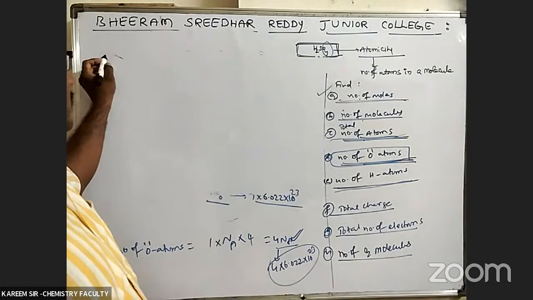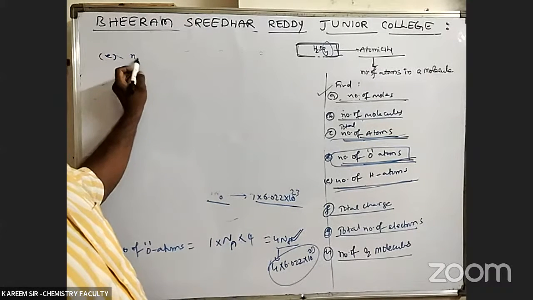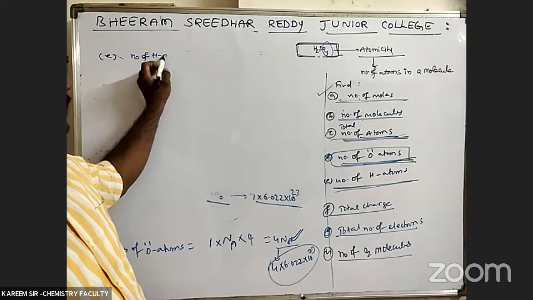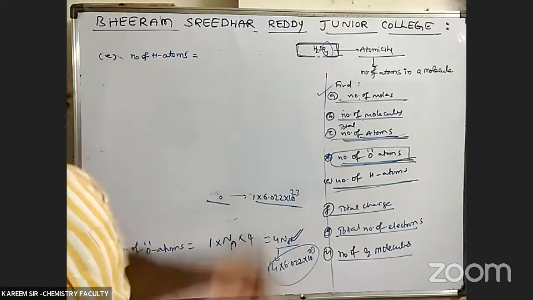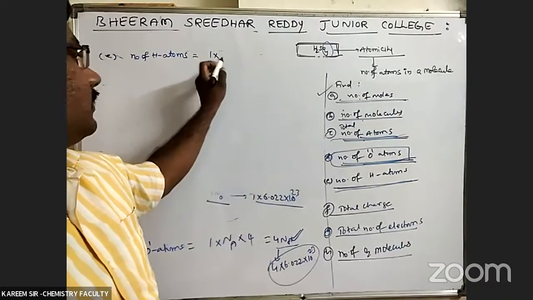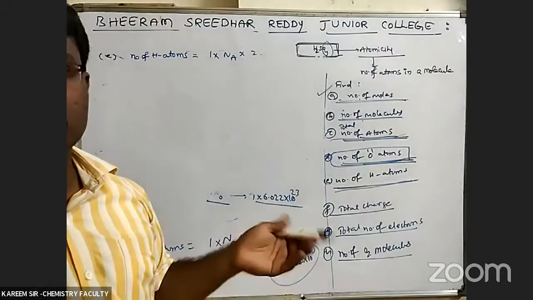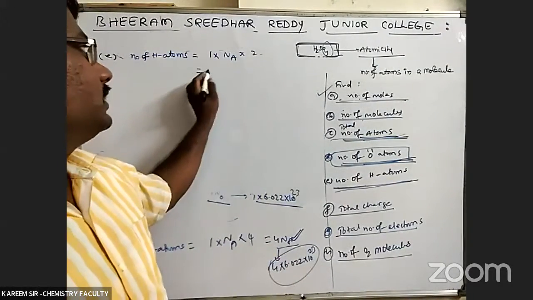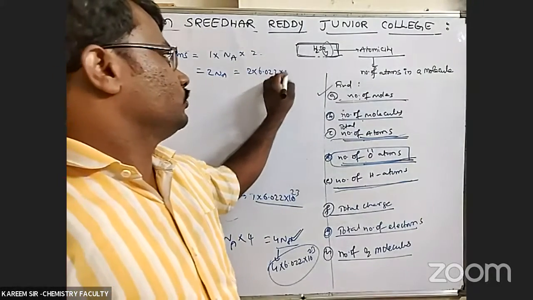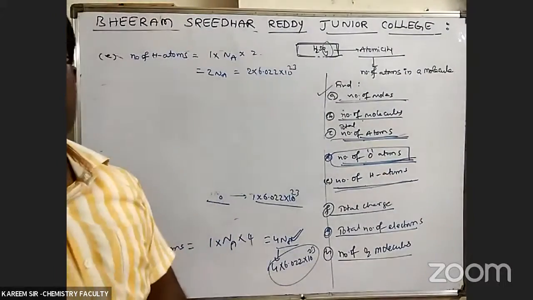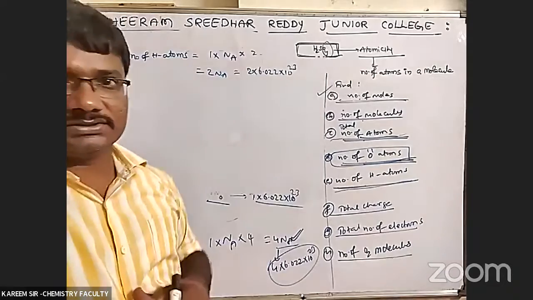The next, E. Number of oxygen atoms is completed. Number of hydrogen atoms. For hydrogen atoms, the number of moles we got is 1, and Avogadro number, and the hydrogen atomicity here is 2. So simply 2N. If you want the value, 2 into 6.022 into 10^23. You will get the answer. Approximately you can round off to 6, it is fine, no big calculations.